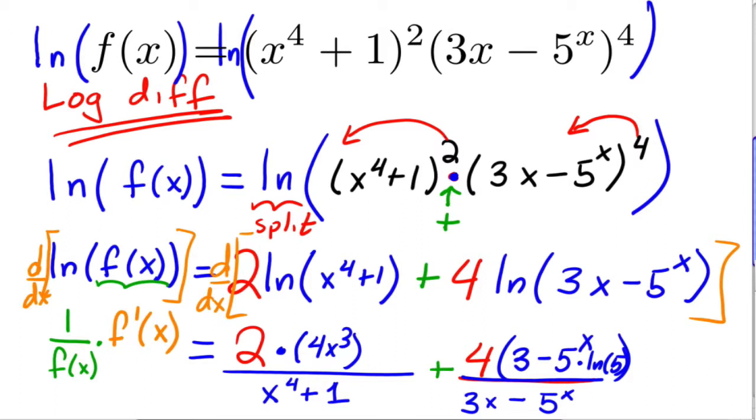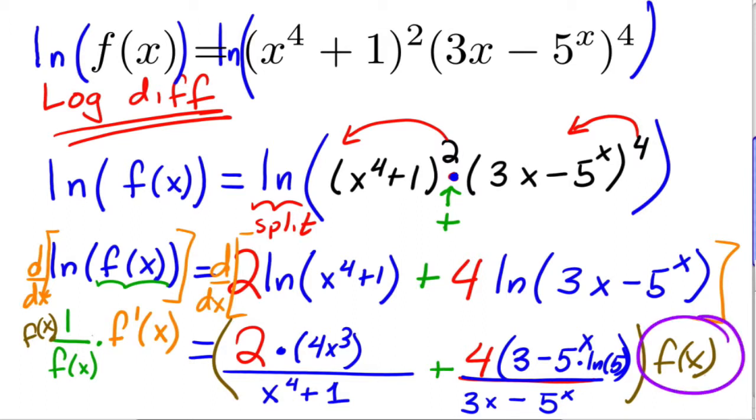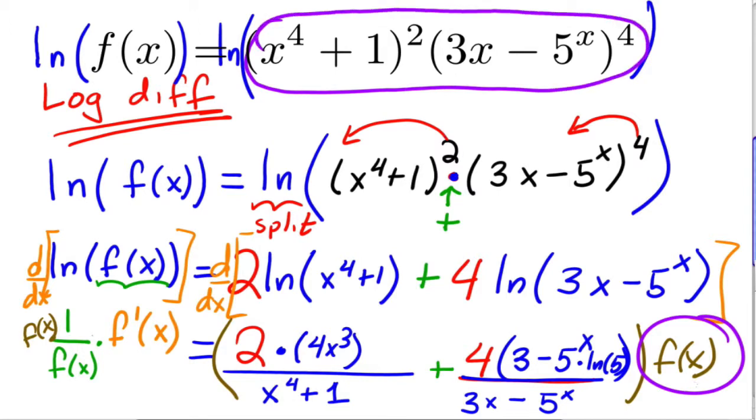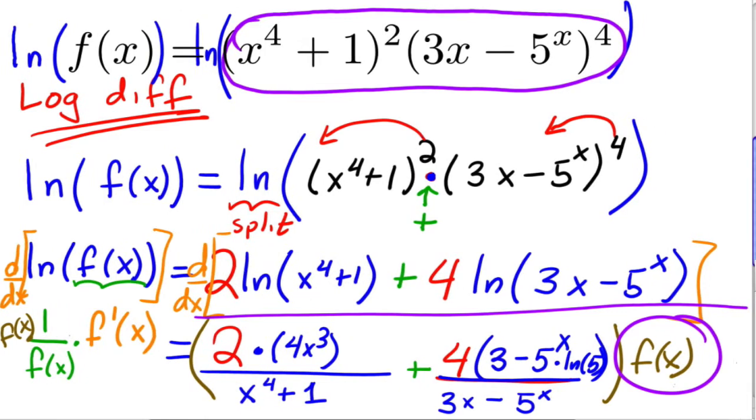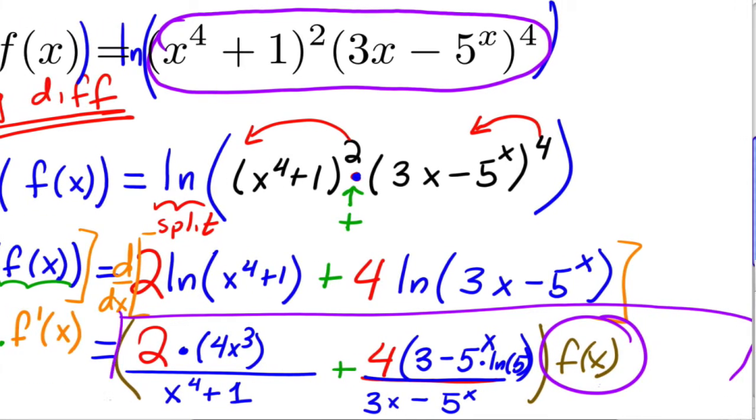Okay, well, great. So then all I have to do once I do that is I need to just get rid of this f of x. So I'm just going to multiply both sides by f of x. And remember, f of x is simply the original function that you had. So this f of x is actually this original function right here. So I'm not going to rewrite it, but that's what that is right there. So that's your result.